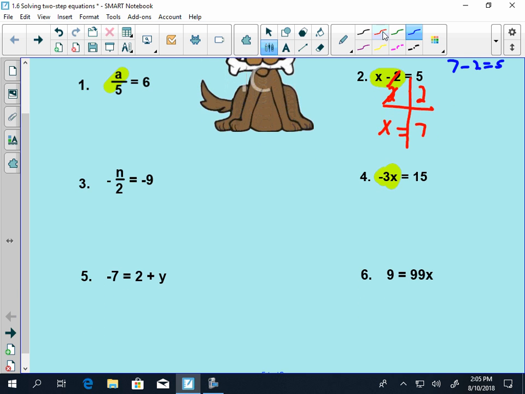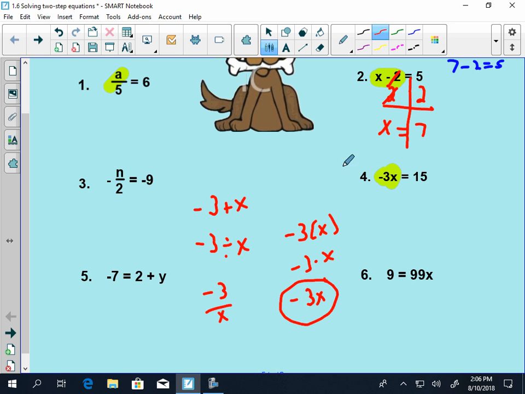So then I'm going to come to this one, number 4. Number 4 is multiplication. How do I know it's multiplication? There's no sign between the number and the letter. -3 plus x, -3 divided by x, -3 times x. This is how you'll see it in algebra.